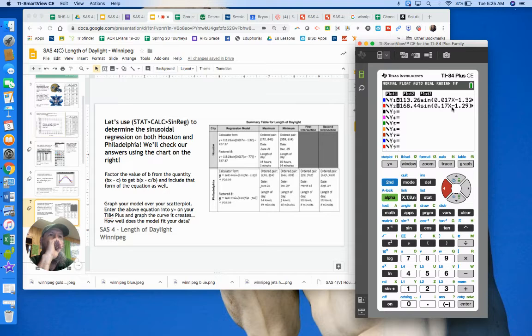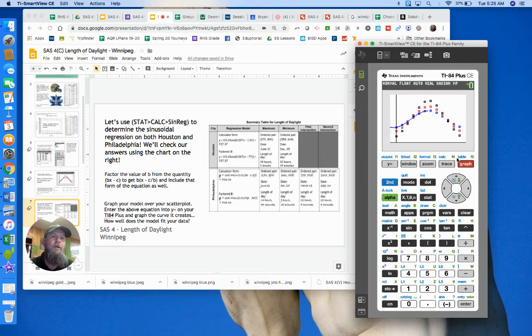Oh, look right here. Notice in the Houston function, it's 0.017, but in the Philadelphia section, it's 0.17. That's a clerical mistake. That's a keystroke error. So I'm going to insert an extra 0 in there where it's supposed to go, and that should fix it. And let's graph, and lo and behold, there's Houston, and there's Philadelphia, and it goes right along.